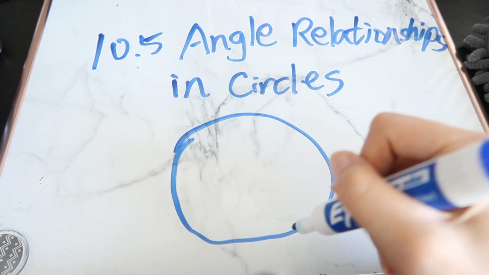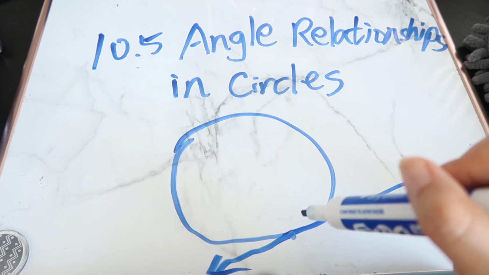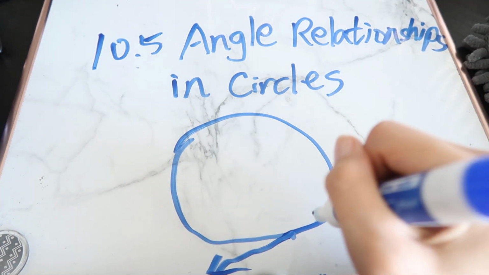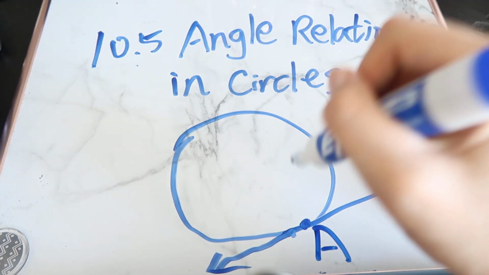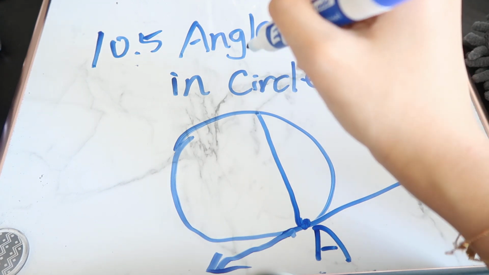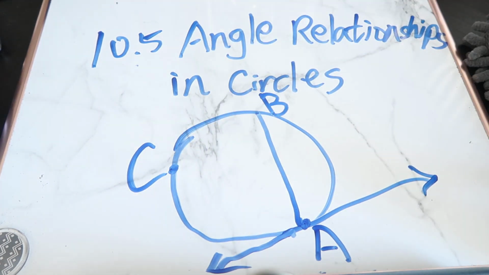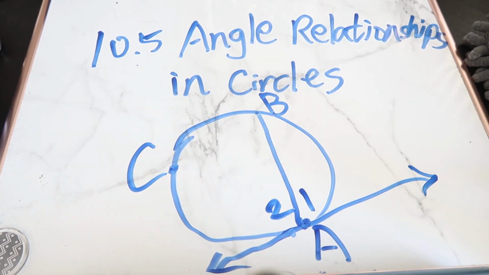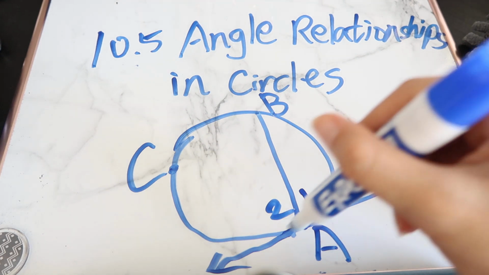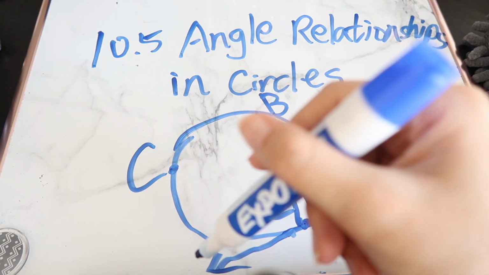And let's see, we have a tangent line at the very bottom. If you remember what the tangent line is, it's the line that only intersects with the circle at one point. So let's say this is point A, then you have a line that goes up. Here is point B, and we just have another point C on the side. Alright, so here we have angle 1 and angle 2. Because angle 1 and angle 2 make the straight line here, angle 1 plus angle 2 will be 180.